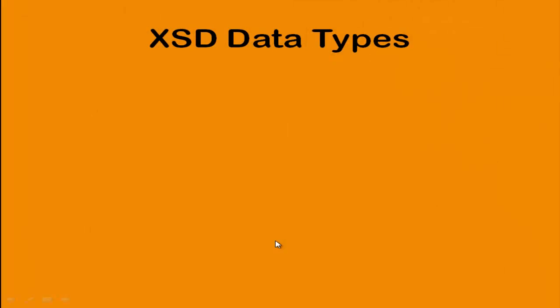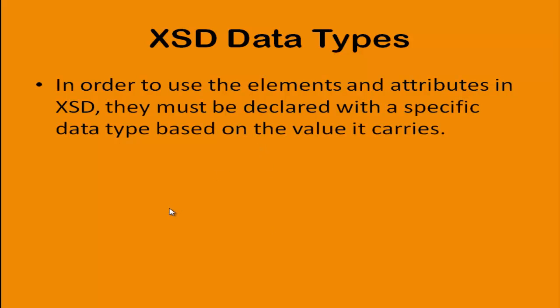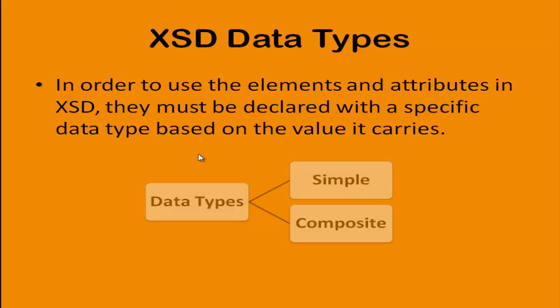So what are the various data types present in XSD? In order to use the elements and attributes in XSD, they must be declared with a specific data type. So whatever variables, attributes, elements that you declare inside the XSD must be declared with a specific data type. So how many data types are available? In XSD, there are only two kinds of data types, the simple data type and the complex data type.